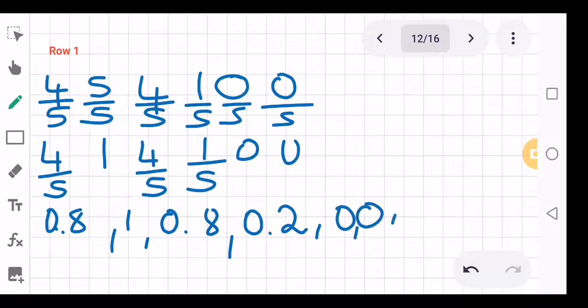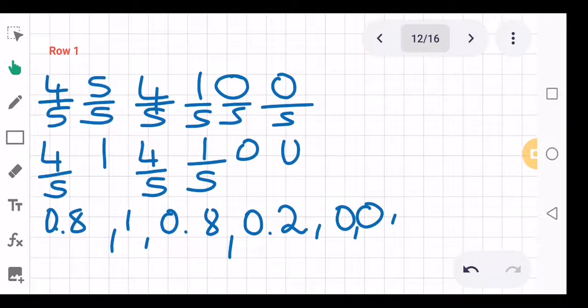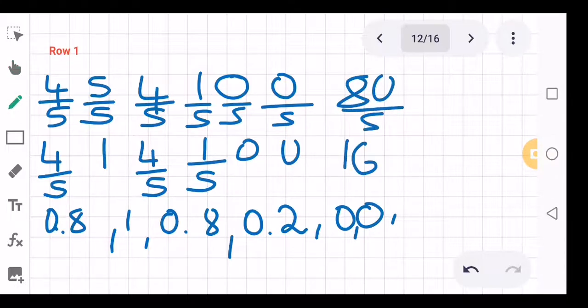There's one more element which we just missed. In this particular row there is even 80. We have to calculate only till here, because the remaining portion is calculated only when we don't get the optimal solution. So we'll be considering only till 80. So I take 80 over here. 80 divided by 5 is 16. So these are the values of your row 1.